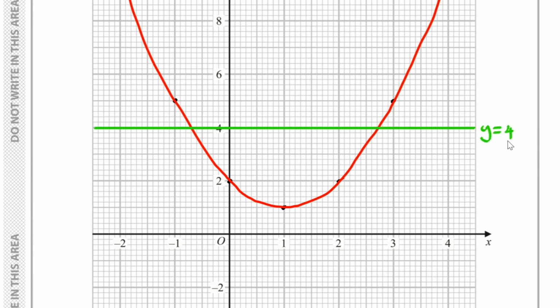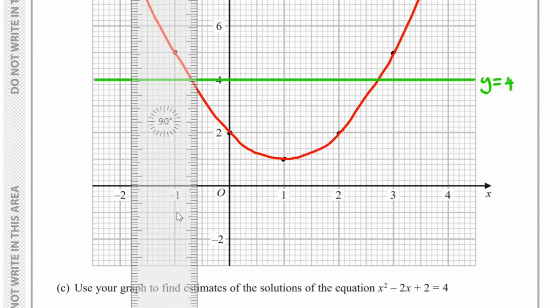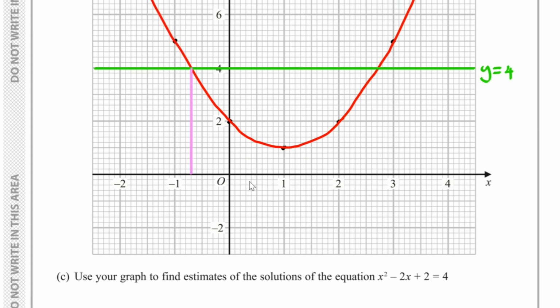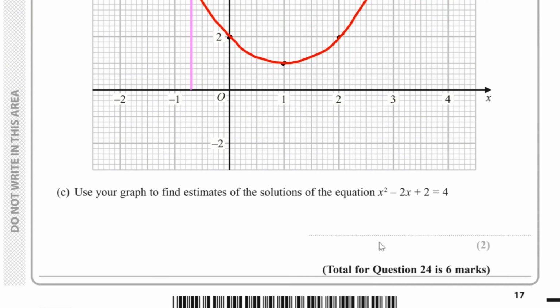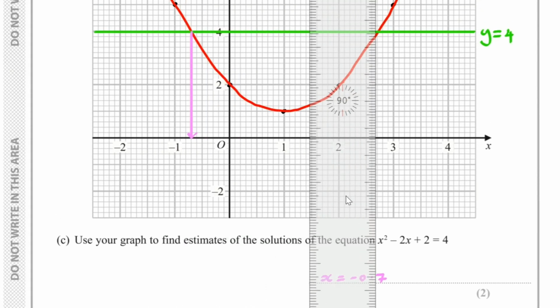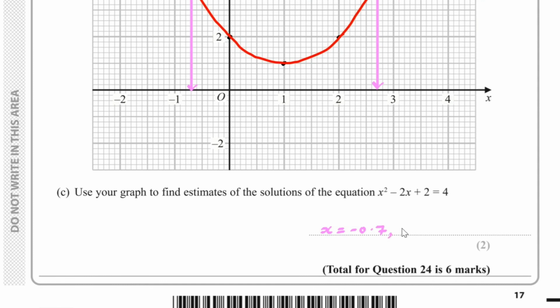And then we need to find out the intersection points. So, for the intersection points, we've got one over here at minus 0.7. So we've got x equals minus 0.7 over here. And if I read the other one off, I get x equals 2.7. So these are my solutions to the equation.